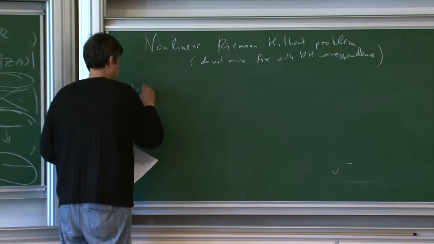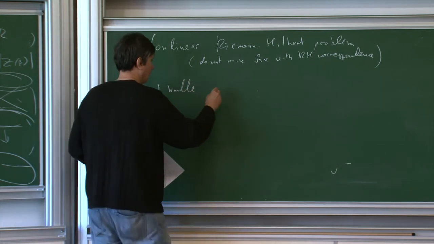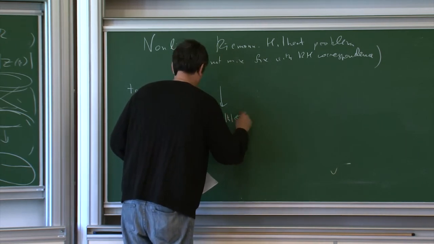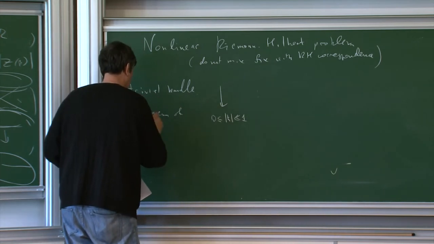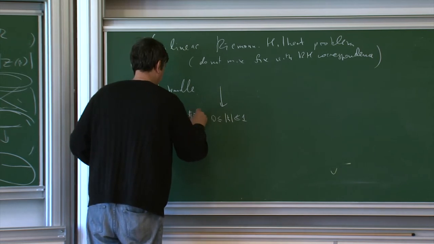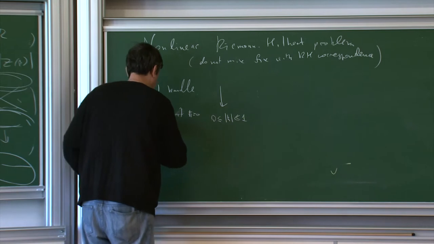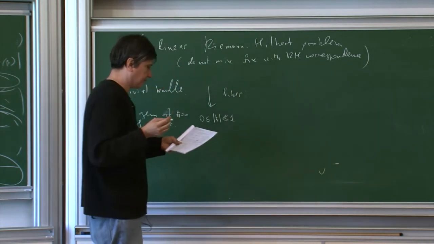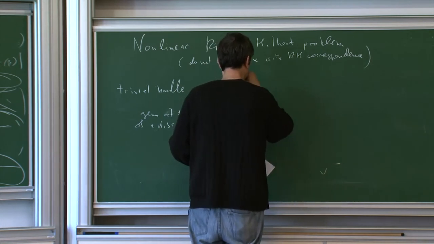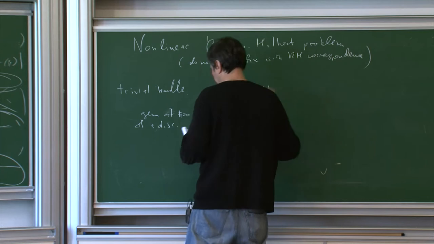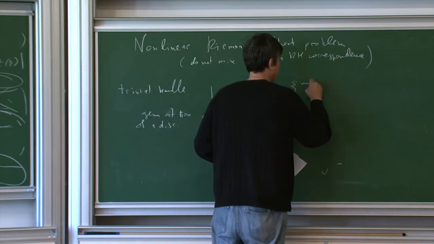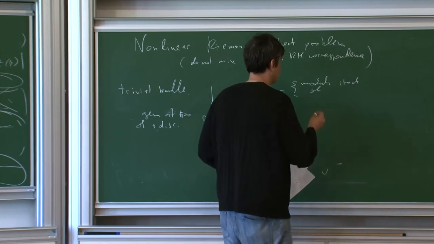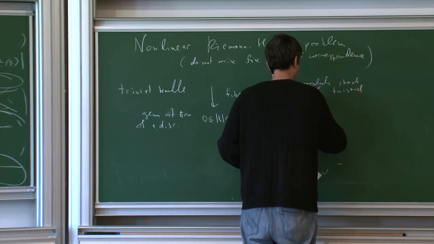We can see the trivial bundle over some germ at zero of a disk with fiber, called roughly M. It will be the moduli stack, the space of, let's say, finite dimensional twisted local systems of given rank.